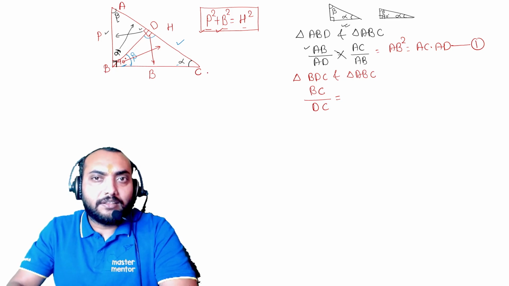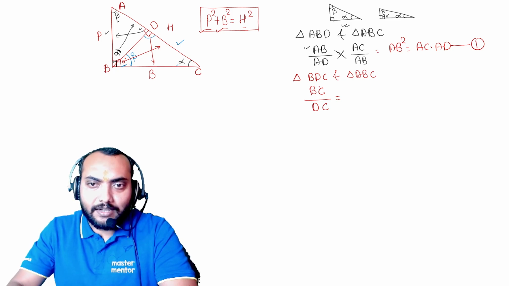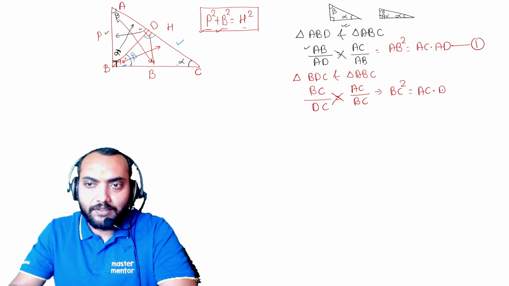Now if I'm talking about the bigger triangle, the side which is opposite to the 90-degree angle is AC, right? And the side which is opposite to beta is going to be BC. Now let us do the cross multiplication. So what do we get here? BC square equals AC dot DC, right? Now this is your second equation.